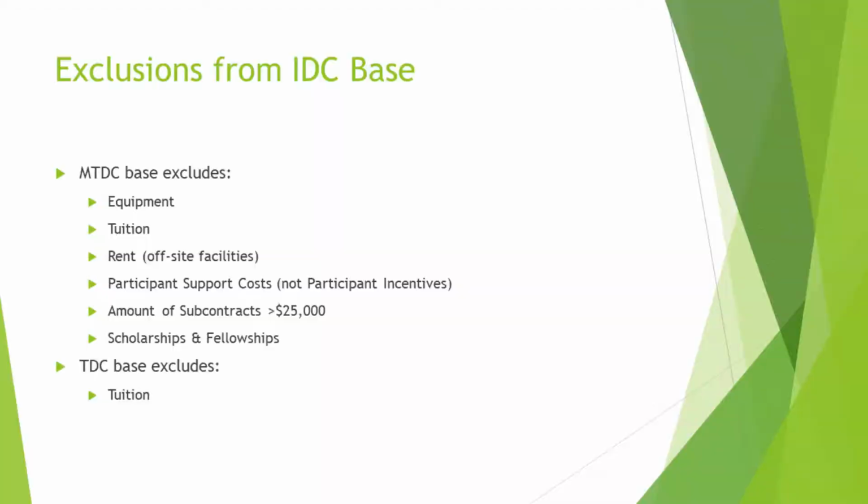So let me explain this a little further. When you calculate on MTDC, not everything gets F&A applied to it. Equipment is excluded, so when we're tossing that stuff in the ocean, it doesn't have to get charged F&A. Tuition is excluded. Rent for offsite facilities is excluded, so that's important. If you pay rent to an FSU facility, which there are a few that do, that's not the same thing, so it has to be to an offsite facility. Participant support costs, again, not incentives. Subcontracts in excess of $25,000, and then scholarships and fellowships.